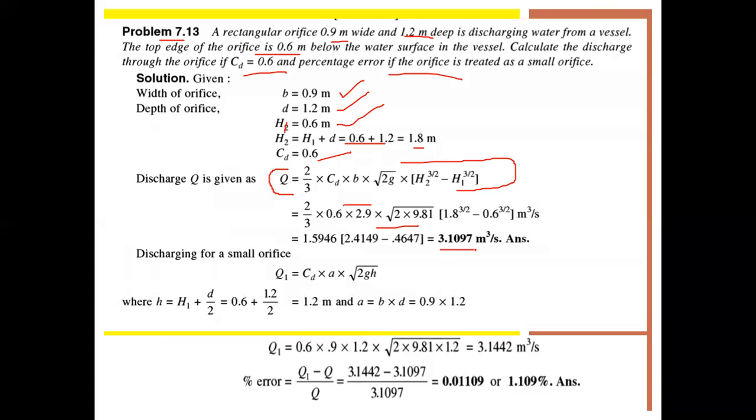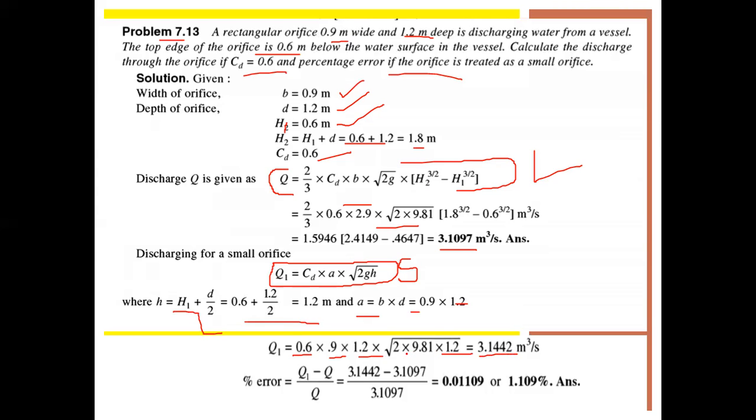Now, determining for small orifice, this is the formula. This is for large orifice, and this is for small orifice. Q is equal to CD into A into root 2GH, where H is equal to H1 plus D by 2, that is 1.2. A is equal to B into D, that is 0.9 into 1.2. Therefore, Q1 is equal to CD value, A value, root 2G into H. Substituting these values, Q1 is equal to 3.1.